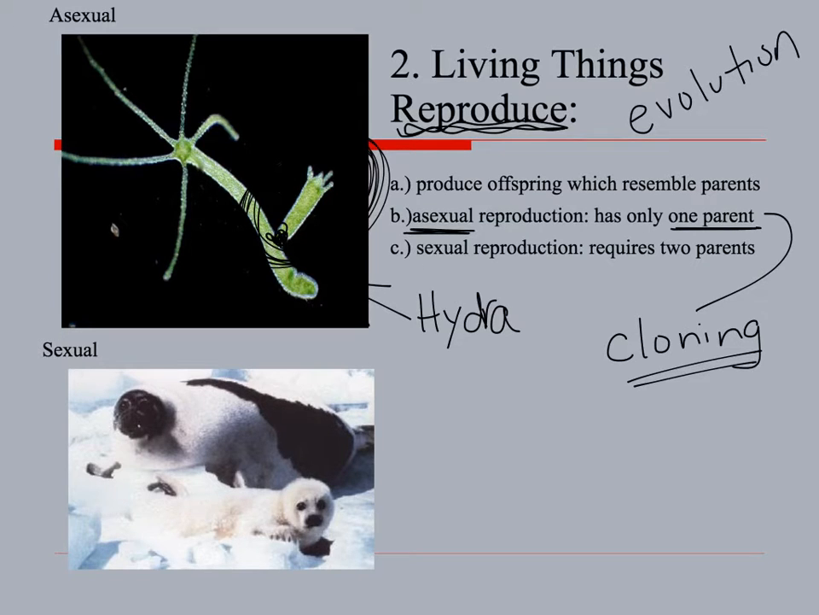There's also sexual reproduction, which means that there needs to be two parents. Typically we have an egg and a sperm coming together so that we get a combination in the genetics of the two parents.